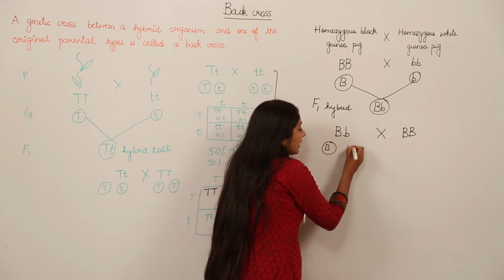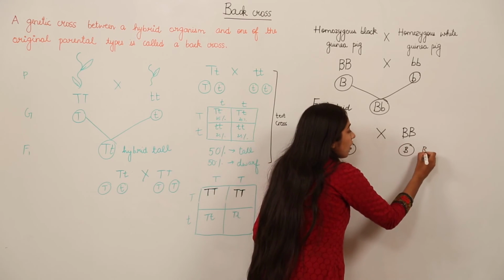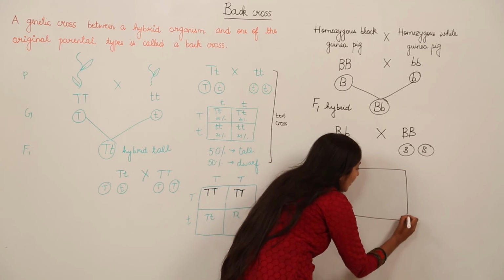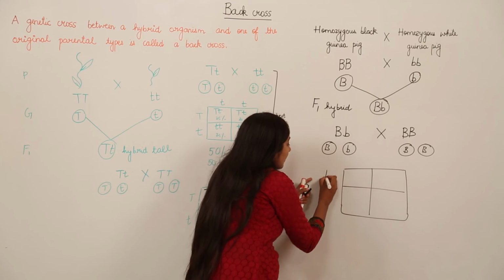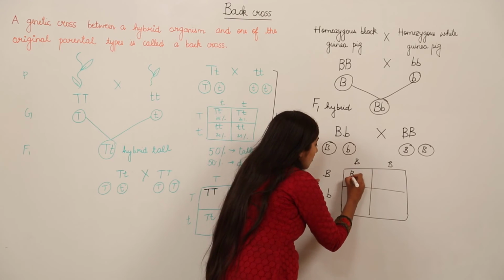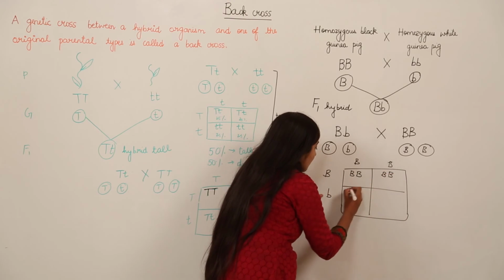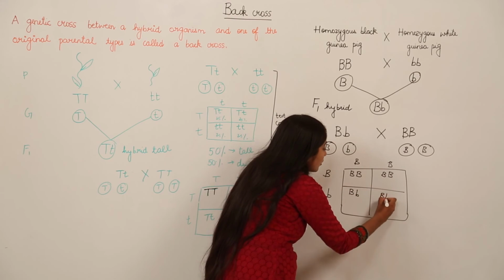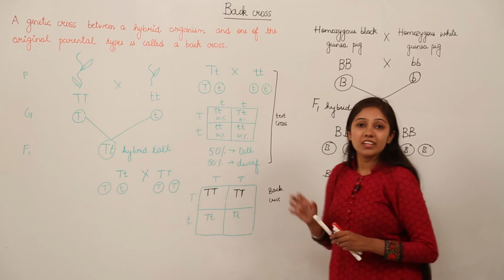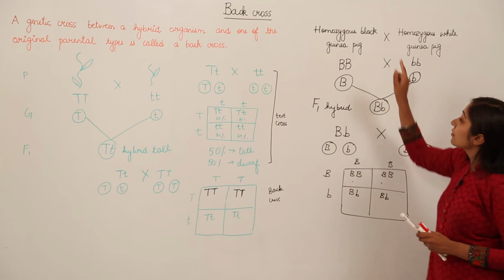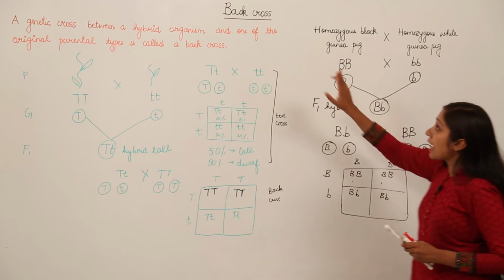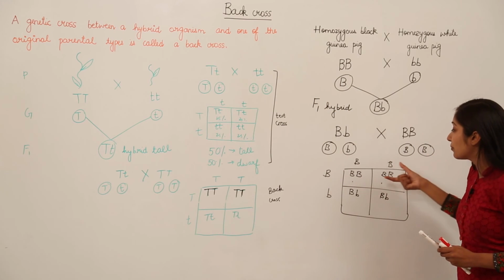These are going to be the gametes. And when we work on it and we have a Punnett square, what are going to be the results? You can see that I am going to put the gametes here, and here also we'll have a combination like this. Here also you can make out that these two are the pure breeding varieties. These are going to be the pure homozygous black guinea pigs. So by the help of this back cross, we have got the pure breeding varieties.